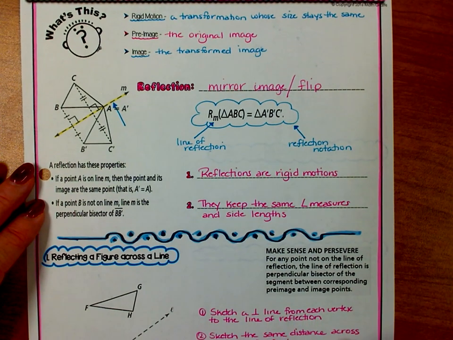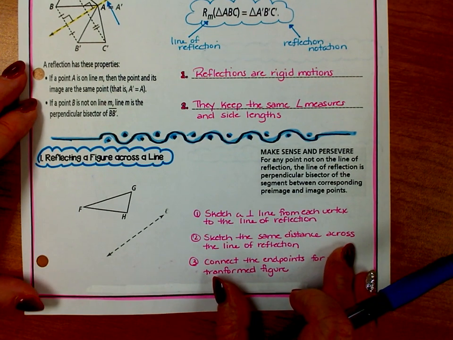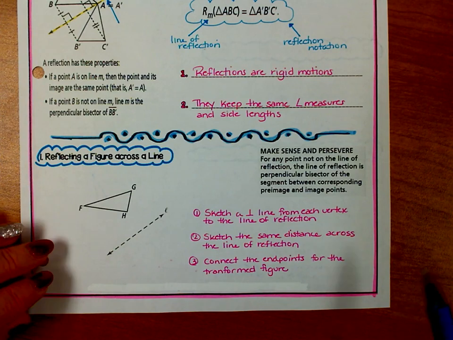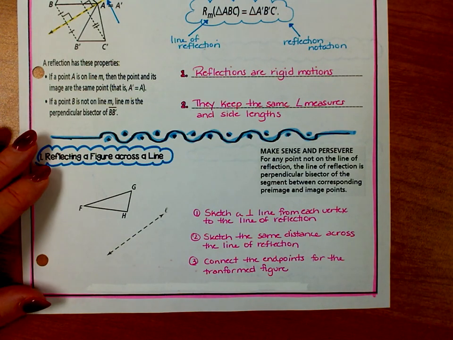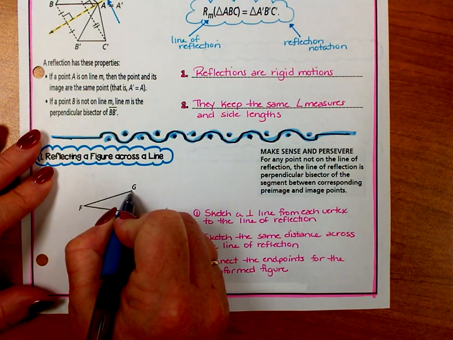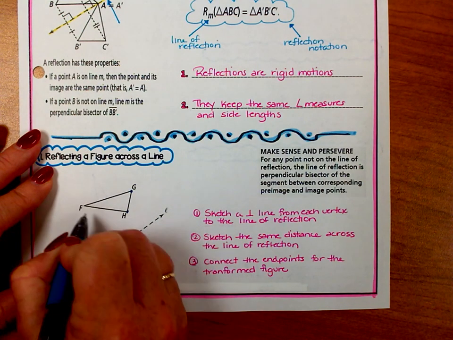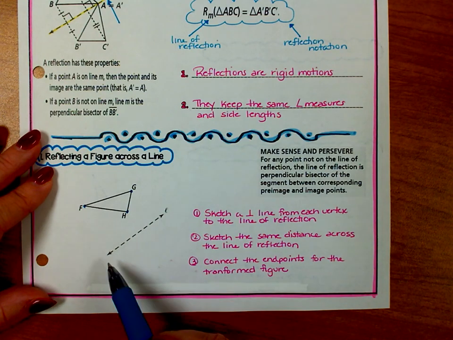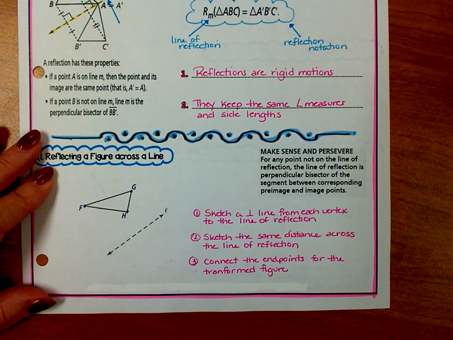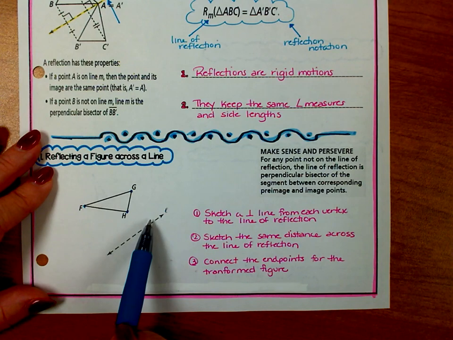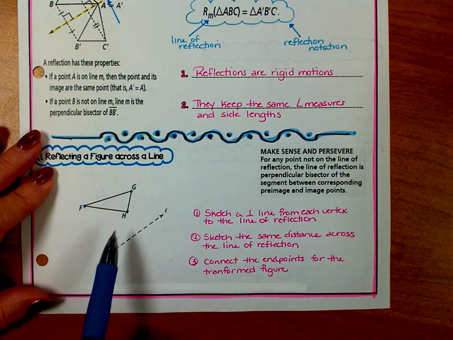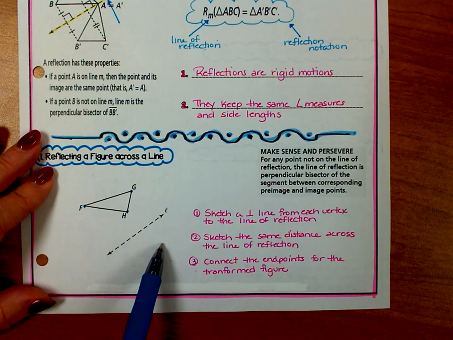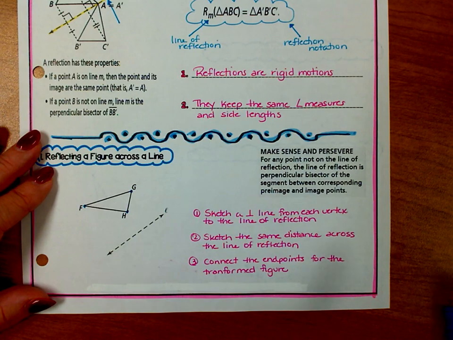Okay, let's talk about reflecting a figure across a line. When you reflect a figure across a line, you're going to sketch a perpendicular line from each vertex, so G, H, and F, to the line of reflection, which is line L. That's this right here. Then you're going to sketch the same distance across the line of reflection. So sketch this far and then that much farther. And sketch straight down here and then this much farther, and straight here and this much farther. Then we're going to connect those endpoints for the transformed figure.